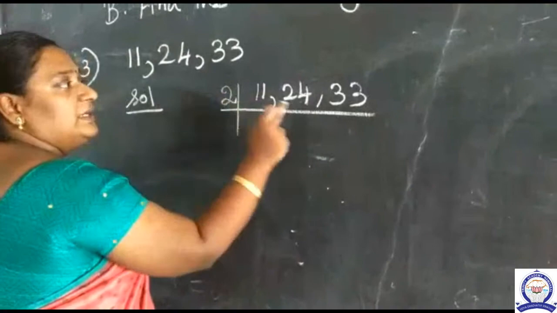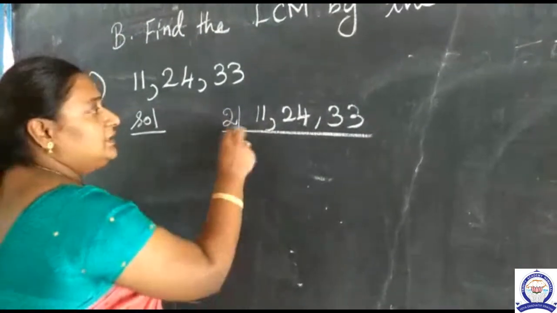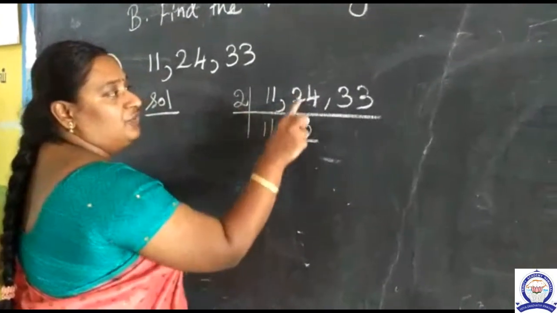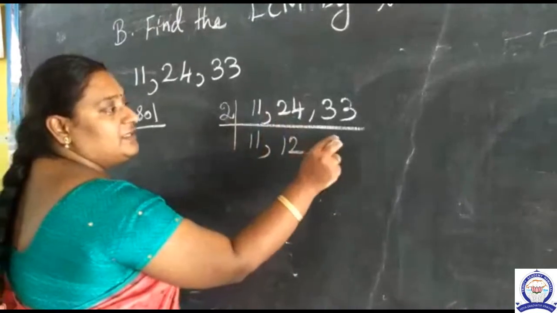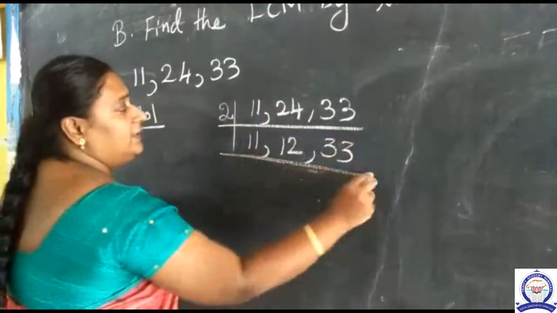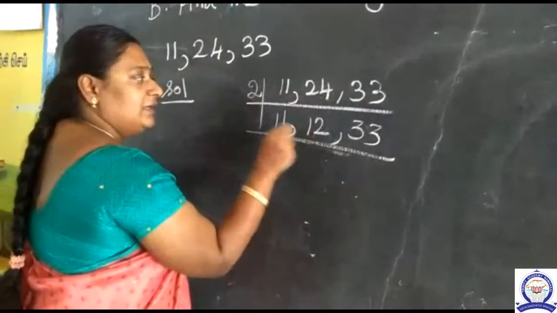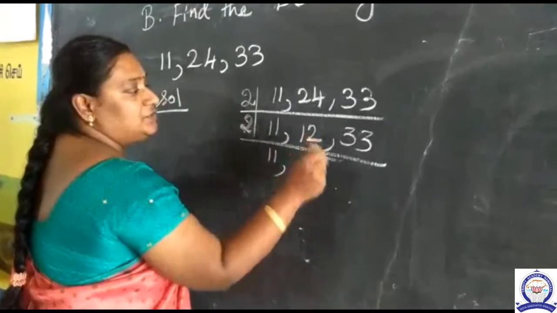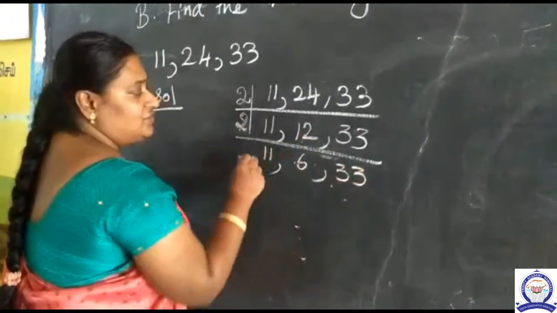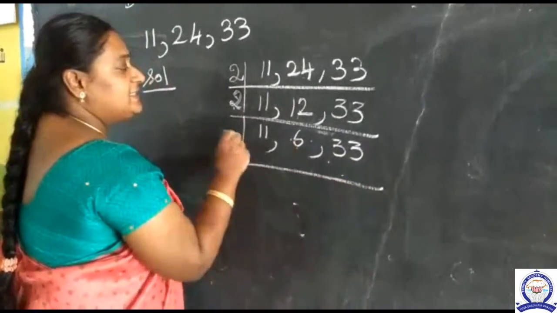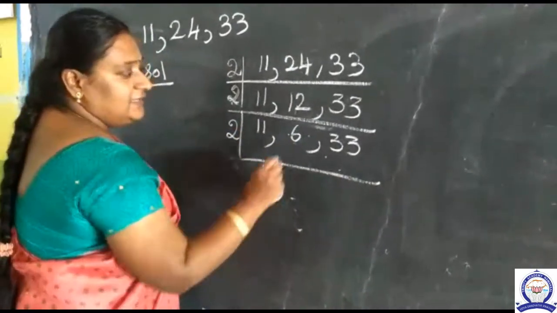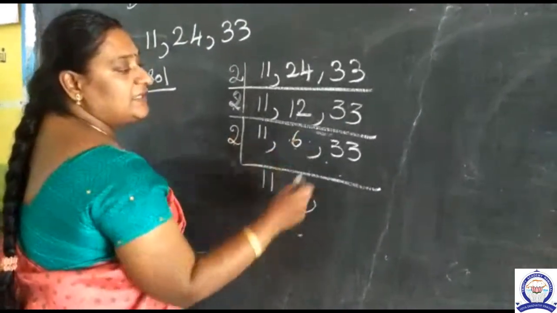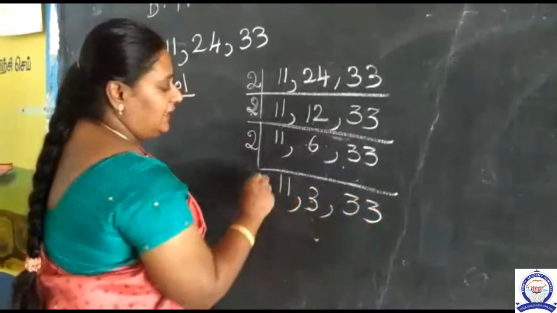So if even one number is an even number, we should start with the 2 table. Okay, 11 won't come in the 2 table, so keep 11 as it is. 24 will come. 12 2s are 24. 33 won't come, so keep 33 as it is. Again 12 is an even number. Start with 2 table. 11 won't come, keep it as it is, and 2 6s are 12. 33 won't come, keep it as it is. Next again 6 is an even number. 2 table. 11 won't come. 6 will come. 2 3s are 6. 33 won't come, keep 33 as it is. Okay. Next step.